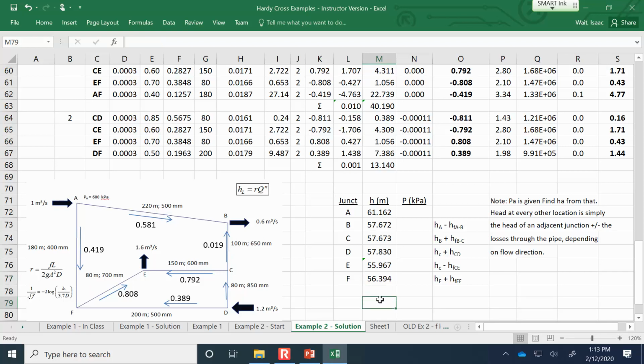All right, so we've got the head at each junction, and now the pressure is simply going to be the head at that location divided by 9.81, and that'll give us the pressure in kilopascals. No, I'm sorry, multiply. Yeah, pressure is head multiplied by gamma, and so 600 kilopascals, which is what I already knew about junction A, but now I also have the pressure at each of the other junctions as well.